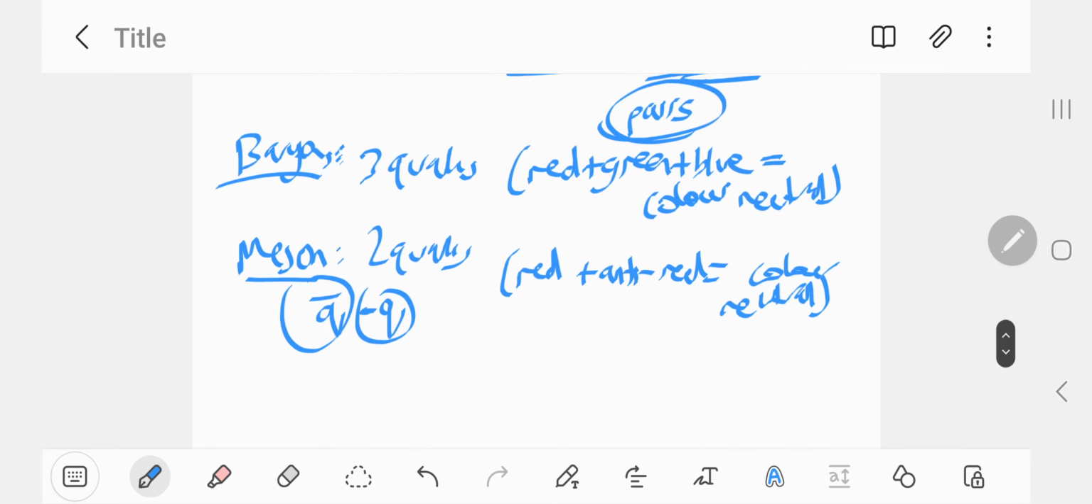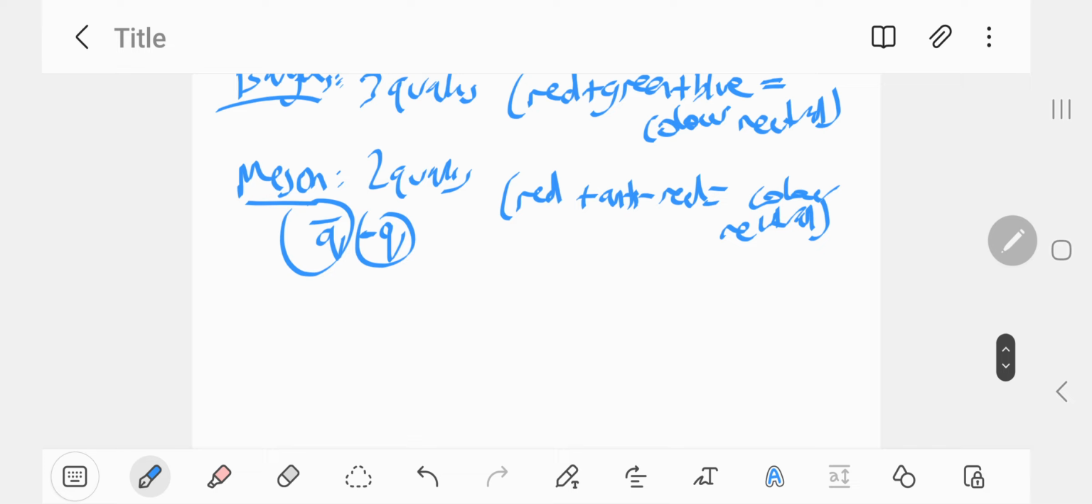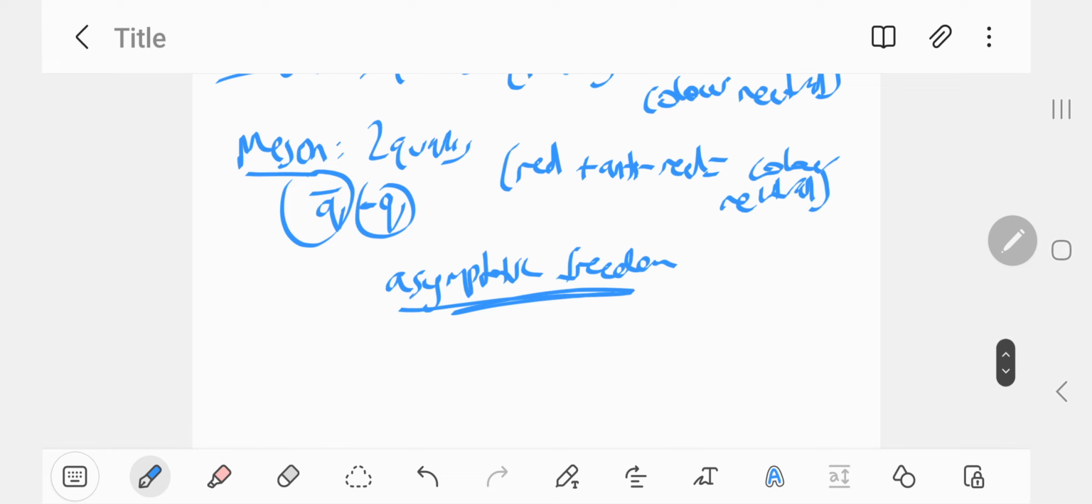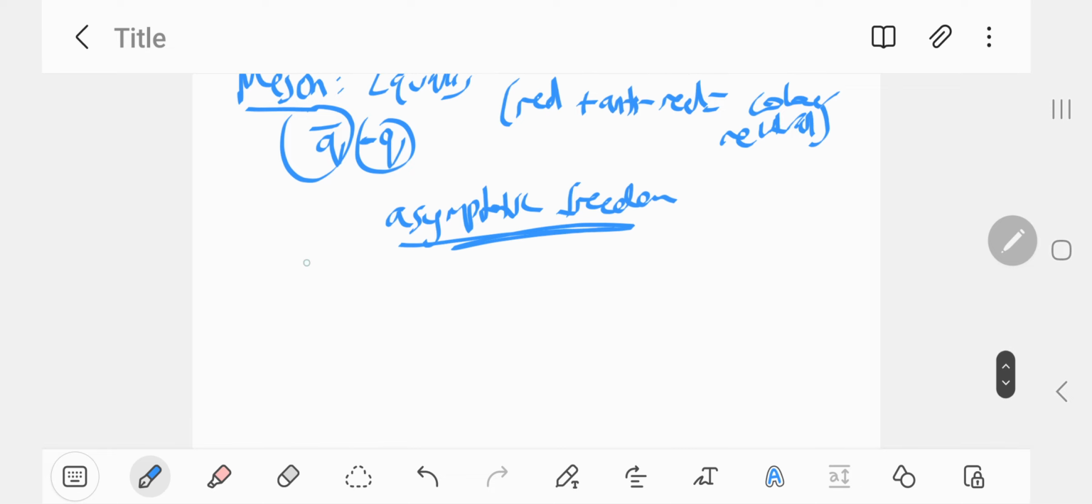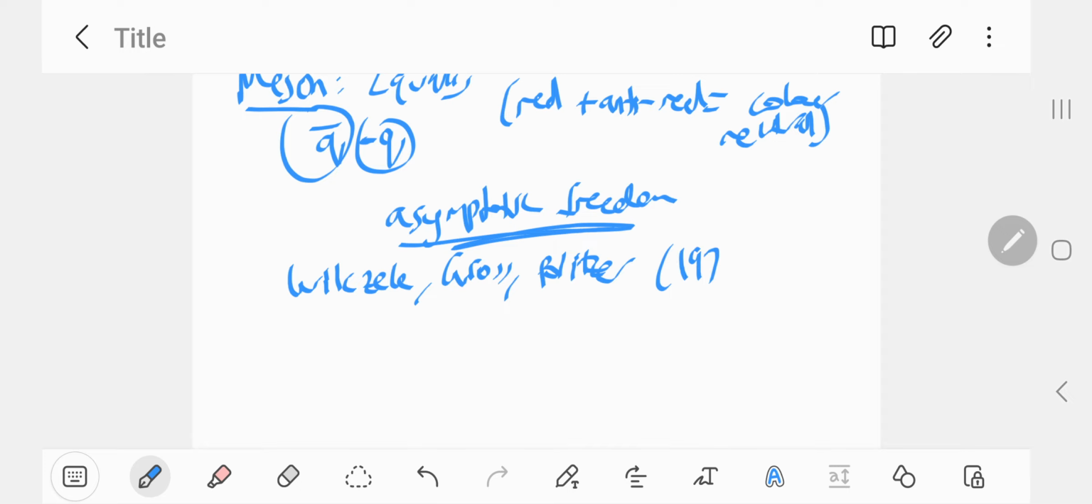And there's a really cool phenomenon that occurs. It's known as asymptotic freedom. Asymptotic freedom. Okay, this was proposed by 3 physicists, Frank Wilczek, David Gross, and David Politzer. Okay, and they won the Nobel Prize in 2004 for their work. They worked on asymptotic freedom in the 1970s.